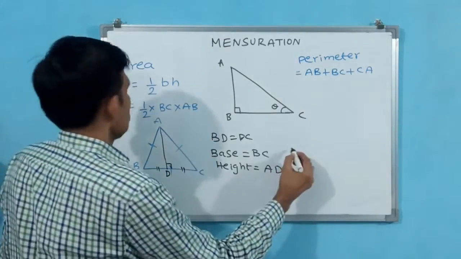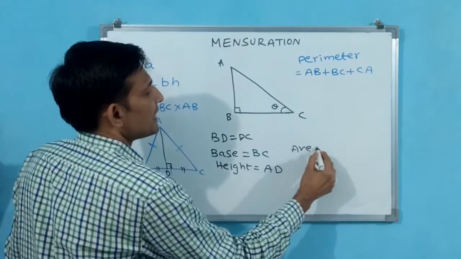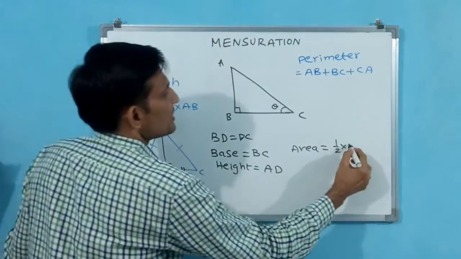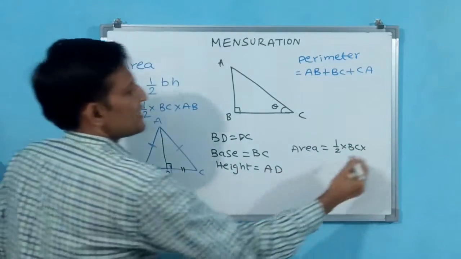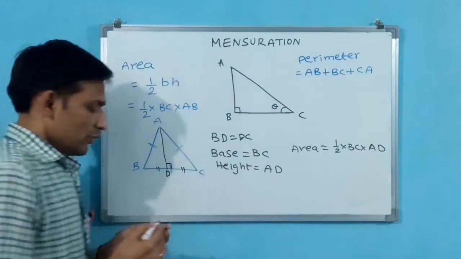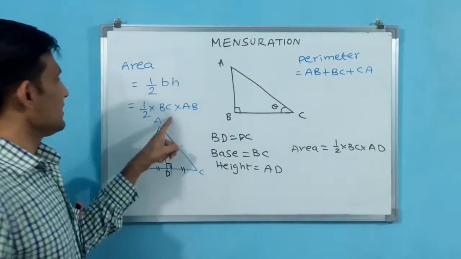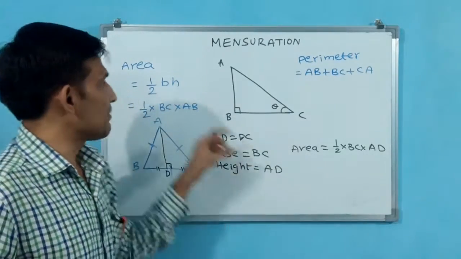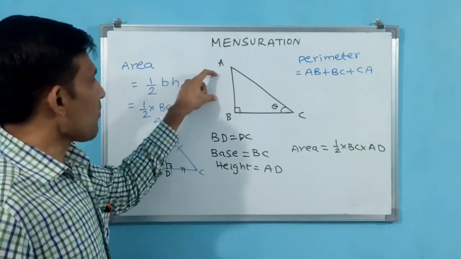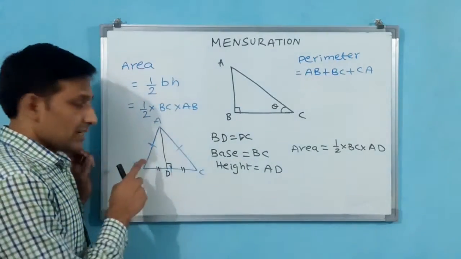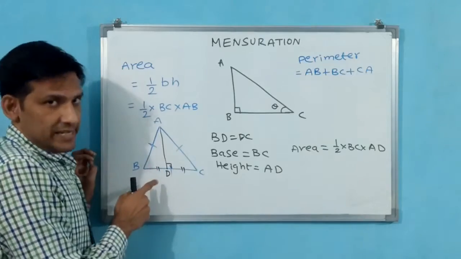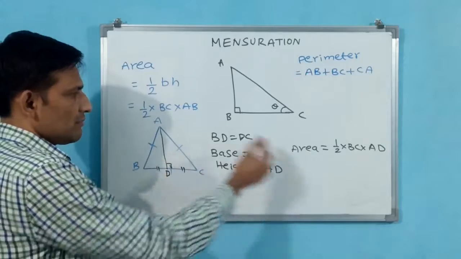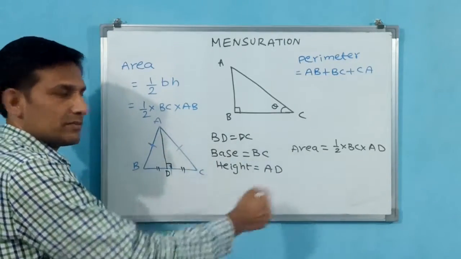Now we can say area is equal to half into base. Base is BC. Height is AD. If you compare this result with the earlier result, you see half BC is common. But here AB is there, here AD is there. Why? Because in a right angle triangle, the opposite side is height. But that is not the case in an equilateral triangle. Now this is the formula result for the equilateral triangle.